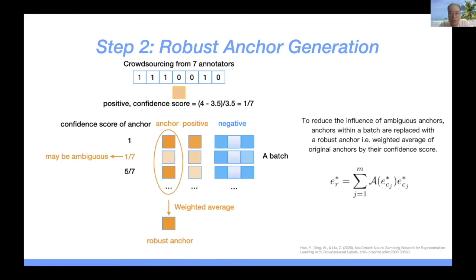And next, we want to get a robust anchor for each training group, because we are still worried that there might be some ambiguous anchors in our training groups. That may harm the model, and we want to get rid of them. So how do we do that? The intuition is that we believe the overall average is much safer than any individual sample. So to reduce the influence of ambiguous anchors, the anchors within a batch are replaced with a robust anchor. The robust anchor is the weighted average of the original anchors by their confidence score, as shown by this formula on the right side.